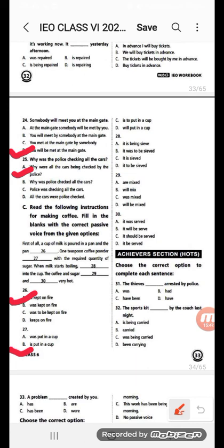Number 28. When one teaspoon coffee powder is put in a cup with the required quantity of sugar, when milk starts boiling, it is sieved into the cup. The coffee and sugar will be mixed and it should be served very hot.